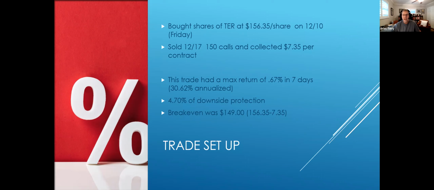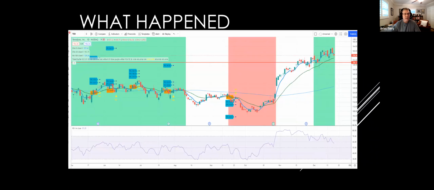It also has 4.7% of downside protection, meaning that the stock could drop from 156 down 4.7% and it still would be profitable. The break even on the trade was 149, which is simply the cost of the shares less the credit received. So here is actually what happened.